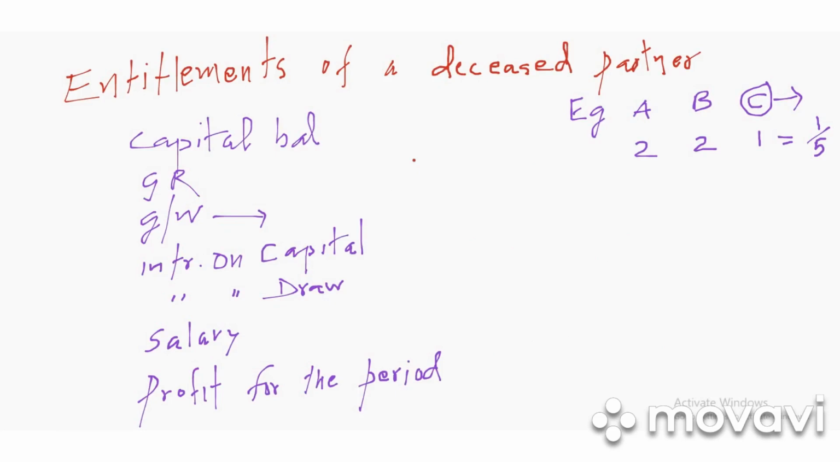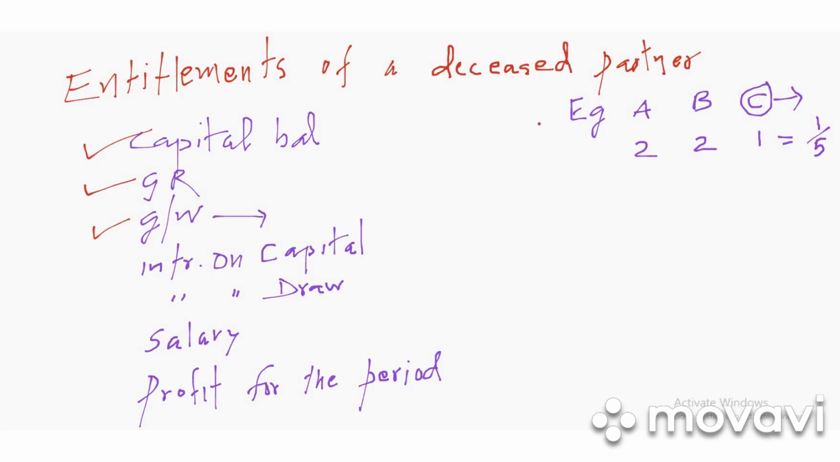Now if we see the total entitlement, the total money due to the deceased partner, we can see what he will be getting. Of course, he will be getting the capital balance, the amount which is there in his capital account on the date of death, and he will be getting his share of general reserve if there is any, and of course he will be getting his share of goodwill. So total goodwill has to be calculated.